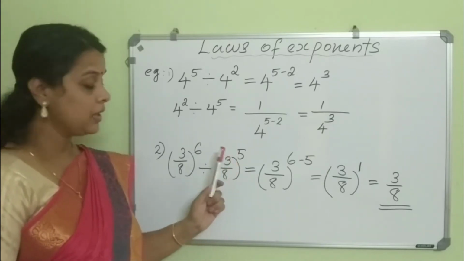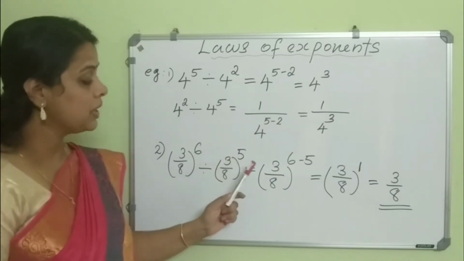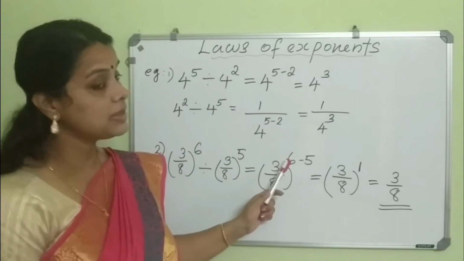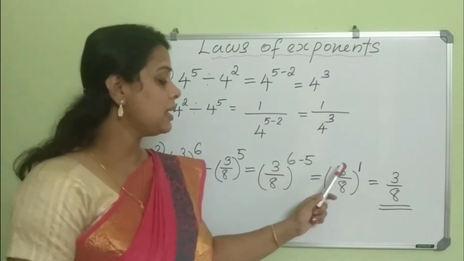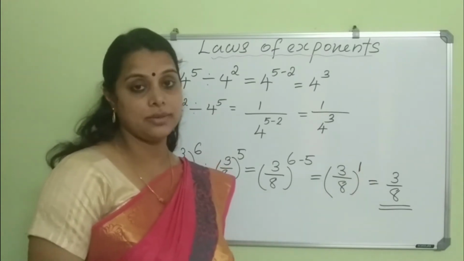In case of a rational number, 3 by 8 raised to 6 divided by 3 by 8 raised to 5. Here, see these exponents, 6 is greater than 5. So we can write 3 by 8 raised to the power 6 minus 5. That is 3 by 8 raised to the power 1. That is 3 by 8.